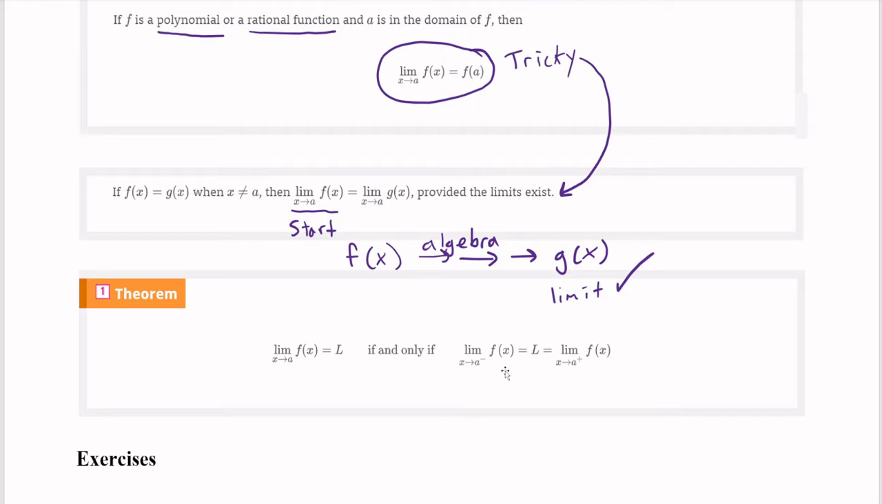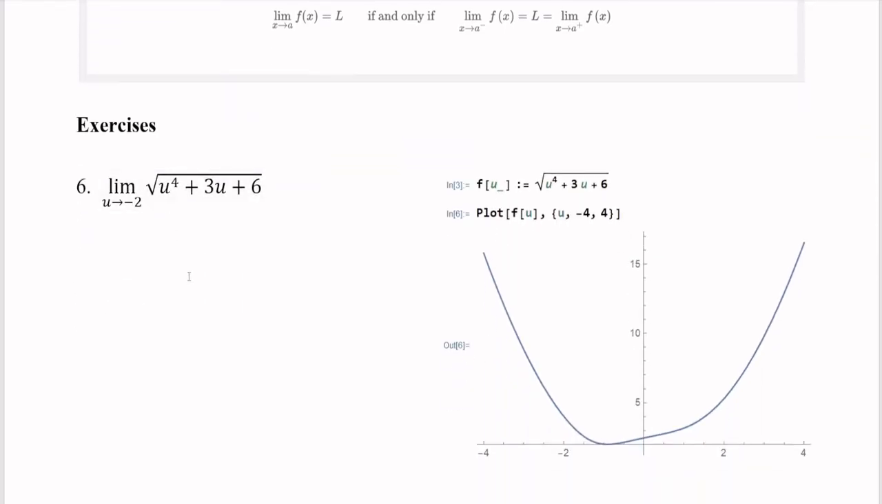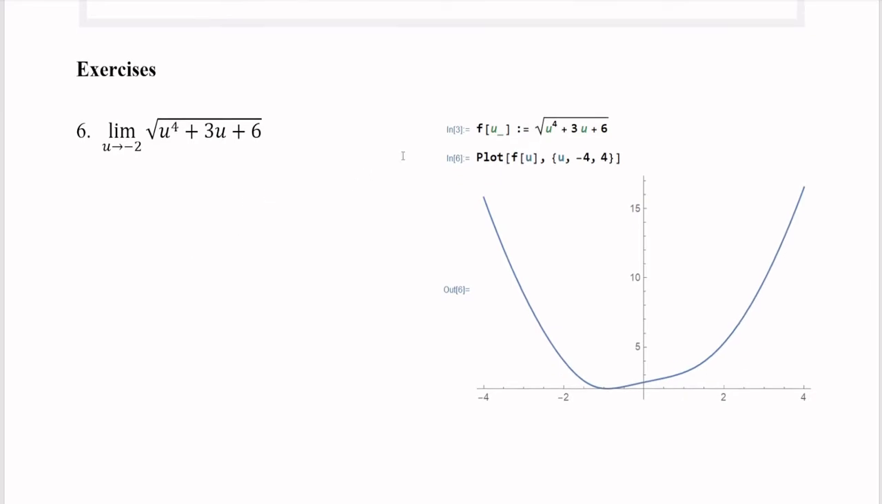That's all 2.3. So how does it work? Well, we have this limit here. And what I've done for each of these is I've immediately plotted them. This is not something you have to do, but I think it's a good first step when looking at a problem is just graph it.